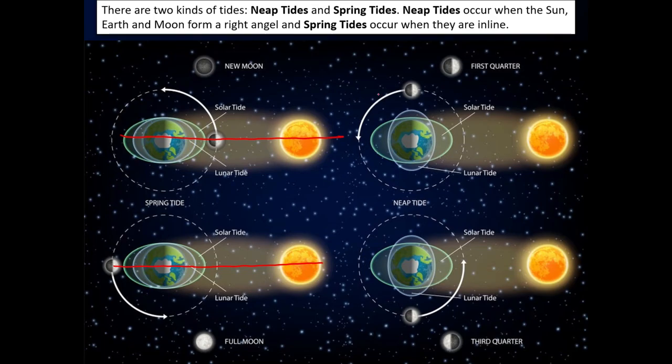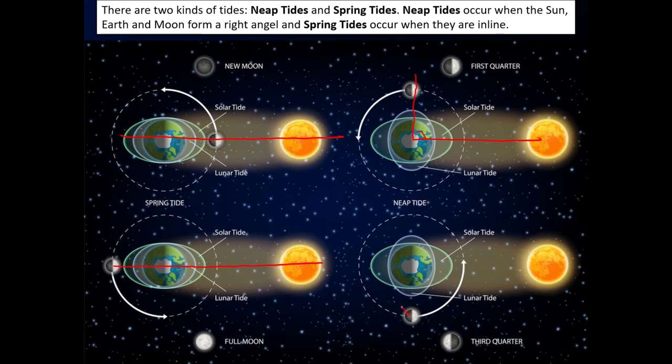You'll get a minimum in the size of the tides when the moon is at a 90-degree angle with the sun. That's because the low tide is being bulged out by the solar tide, and the high tide is being offset by the sun. So you end up with a smaller change in the tides. We call that a neap tide. That happens during a first quarter moon and a third quarter moon, when we have a 90-degree angle.